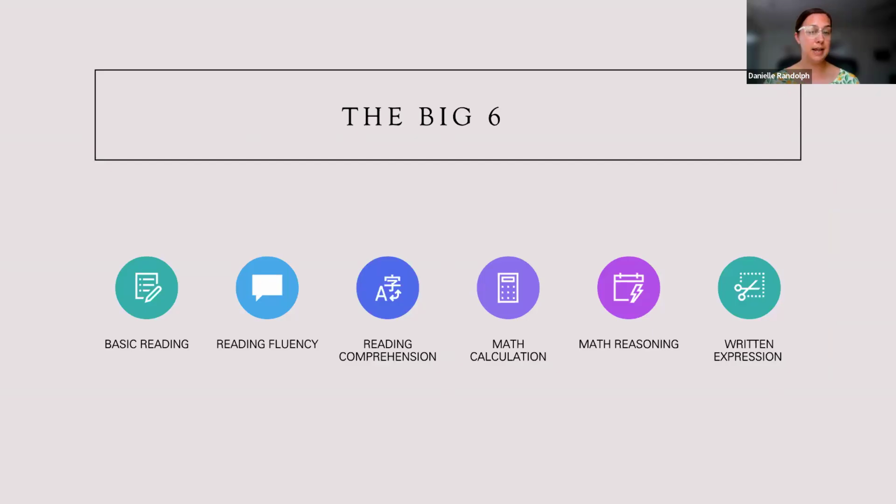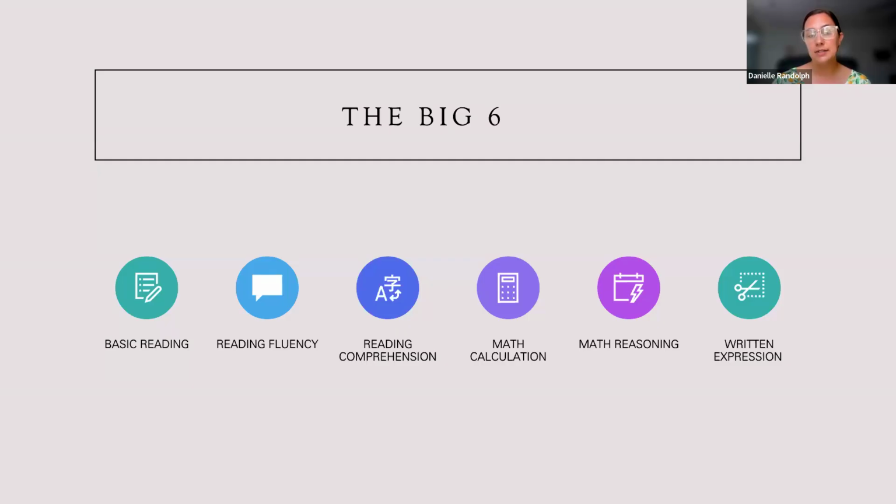So we have basic reading, reading fluency, reading comprehension, math calculation, math reasoning or math problem solving, and written expression. As you can see here, spelling is not an area that qualifies under a specific learning disability. However, we can tie spelling back to written expression because we know that there is an impact there.